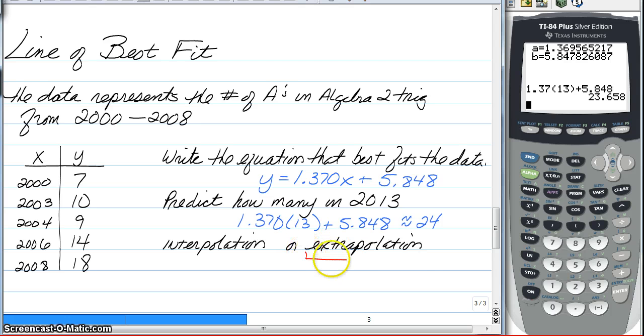Now, extrapolation is when you predict outside of a given domain. So our domain for this example was 2000 to 2008. So since we are outside of that range, that's called extrapolation, okay? Outside of domain. If we would have done something, say 2002, because it's between 2000 and 2008, that's inside of the domain, that's when we would have used interpolation.